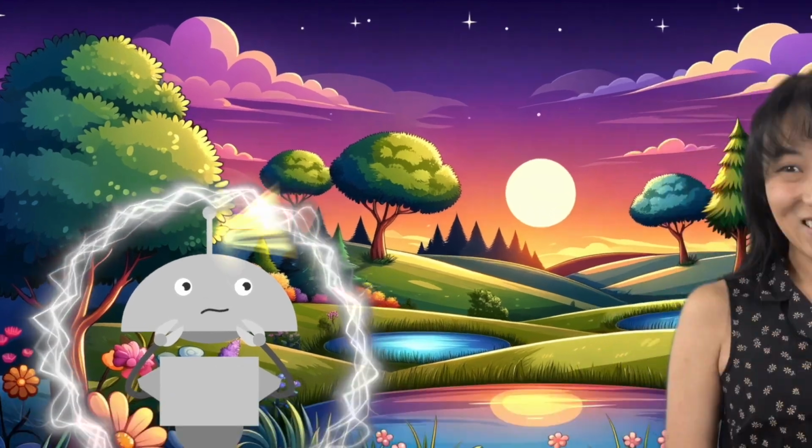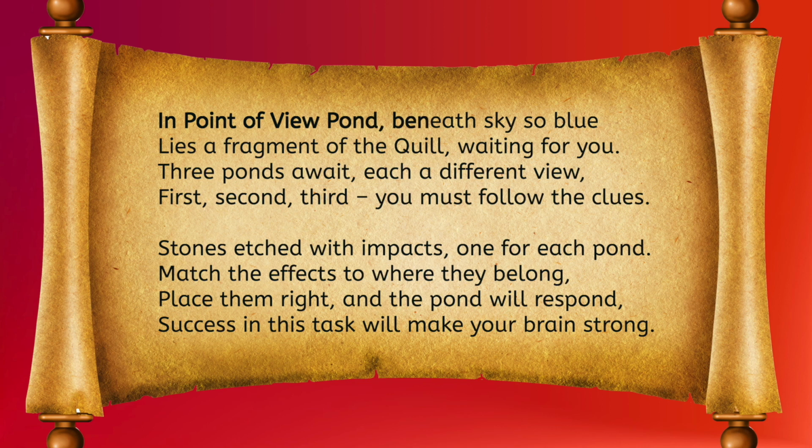Oh, Mia, can you pull up the first narrator's letter about Point of View Pond? In Point of View Pond, beneath sky so blue, lies a fragment of the quill, waiting for you. 3 ponds await, each a different view. First, second, third, you must follow the clues.